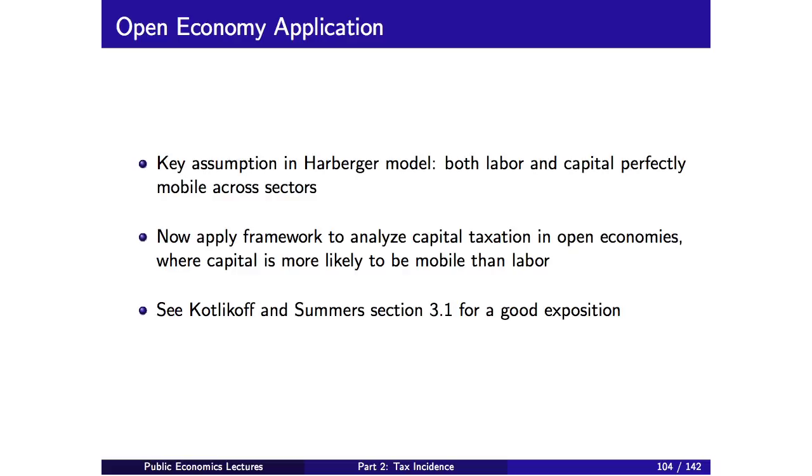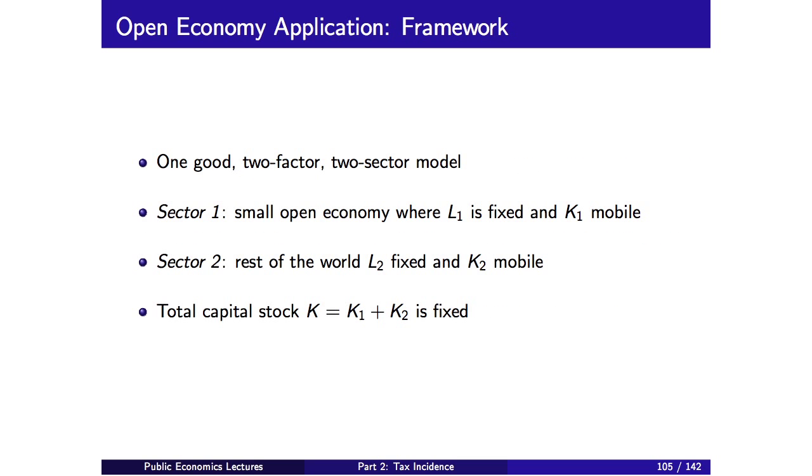So the way we're going to think about it now is that the two sectors are not cars and bikes, but different countries. And it's very natural to think that capital is more likely to be mobile than labor in the context of an open economy, right? So if I levy a tax in some place, it's complicated to immigrate to a different place, but it's very easy for me to invest in Canada instead of the US, for instance. So Koldikoff and Summers section 3.1 has a good exposition of this if you're interested in reading that.